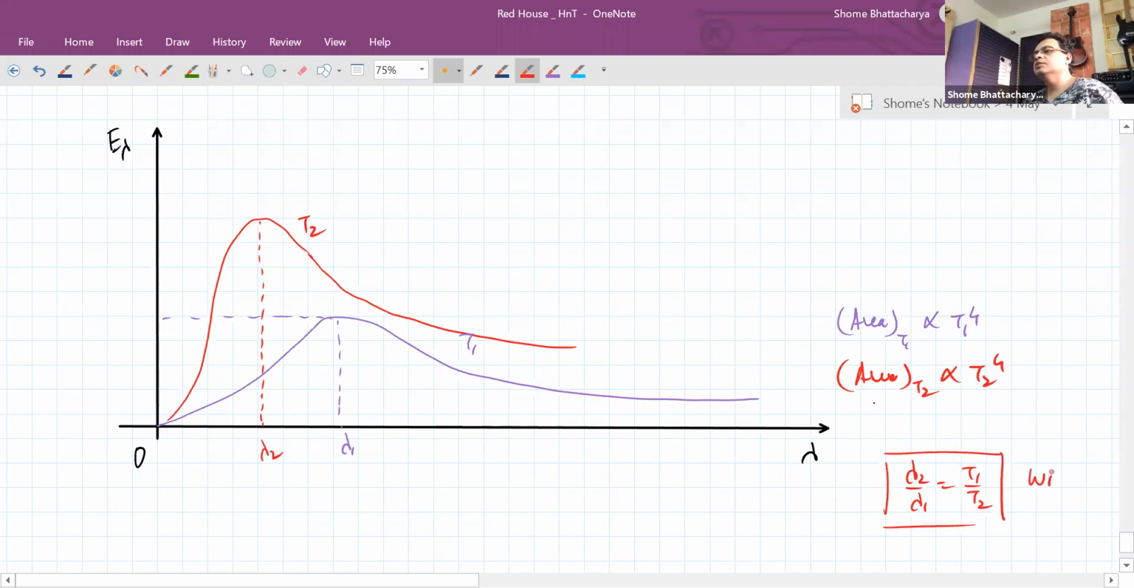This is from Wien's displacement law. So why it's called a displacement law is to understand how the peak value of the wavelength shifts according to a change in temperature. Whereas this earlier statement that you can see is from Stefan's law of radiation.